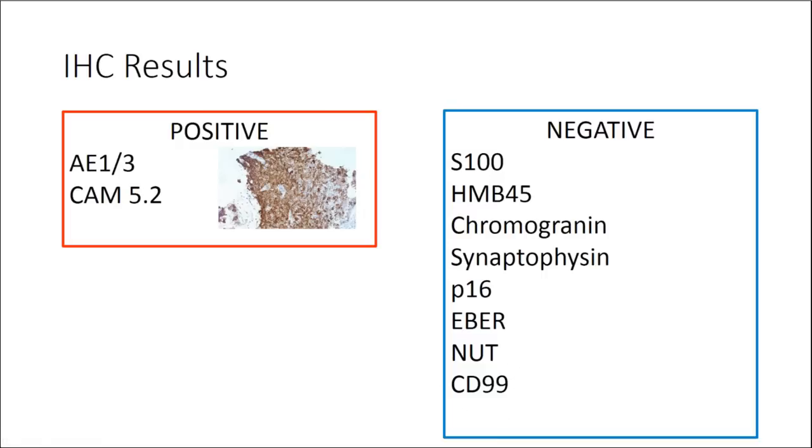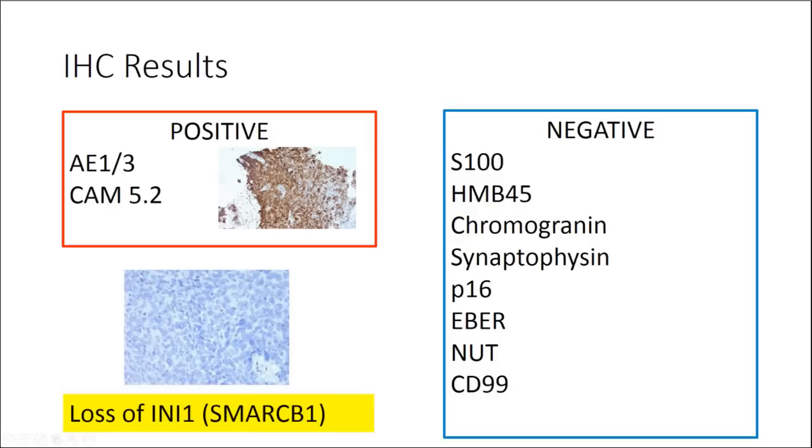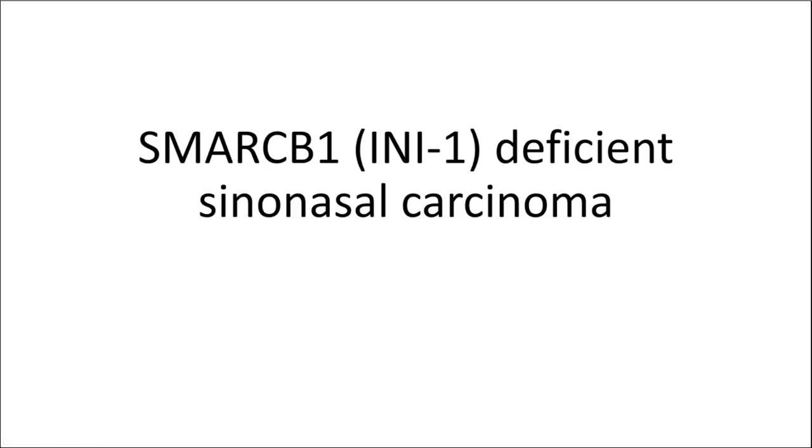Ewing family tumor. But the interesting thing is seeing those cells with that clearing of the cytoplasm had the pathologist think to do one more stain, and that was the SMARCB1 or INI1, and that was lost in this lesion. And so this is an example of a SMARCB1 or INI1 deficient sinonasal carcinoma.